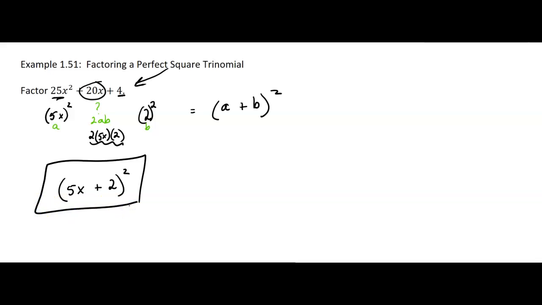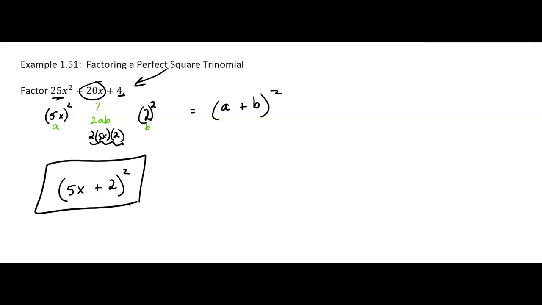Now you might be saying, just use that grouping thing, you know. Yeah, you can do that. That would have worked. The numbers aren't super large. If the numbers are really big and you've got perfect squares, then I would say maybe take the time to see if it's a perfect square trinomial.